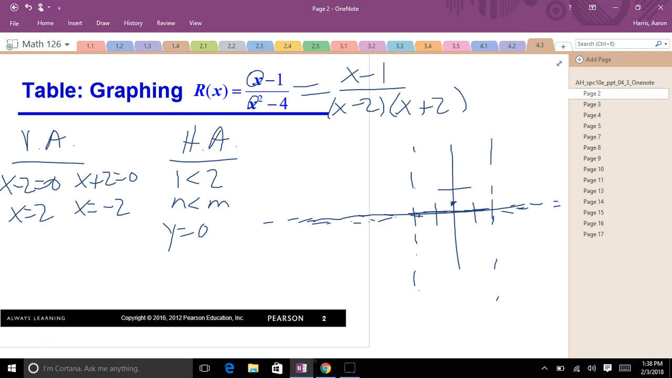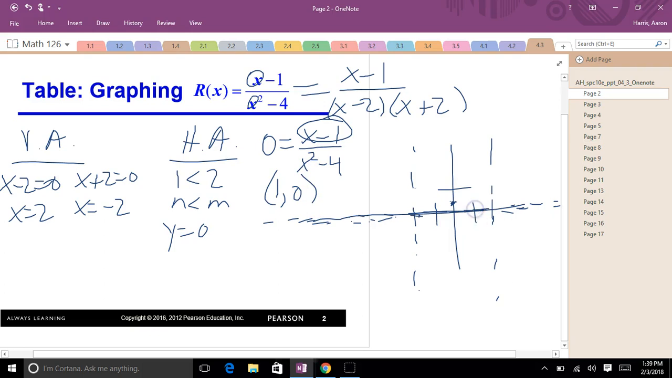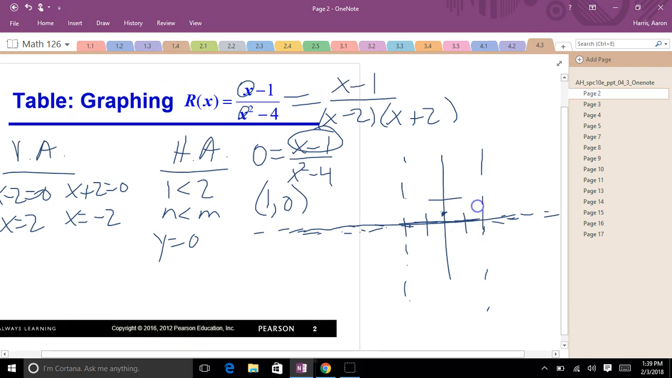If you allow y to be 0, what makes this true? You just need a 0 on the top. Where does x minus 1 equal 0? When x is 1. So you've got the point (1, 0). There we go, (1, 0). Then we're just plugging in a bunch of points in between our asymptotes. So we have (1, 0) and (0, 1/4).